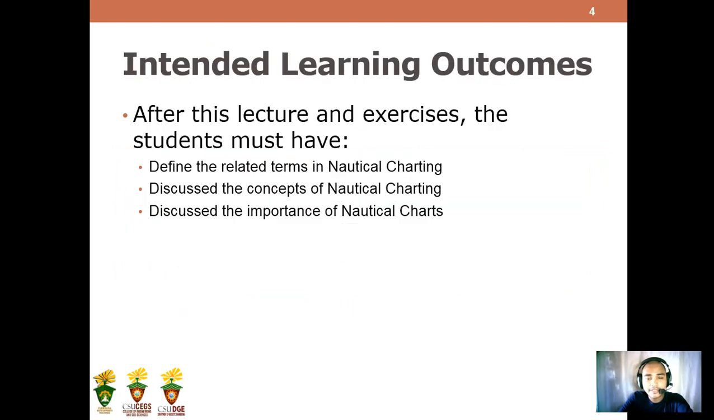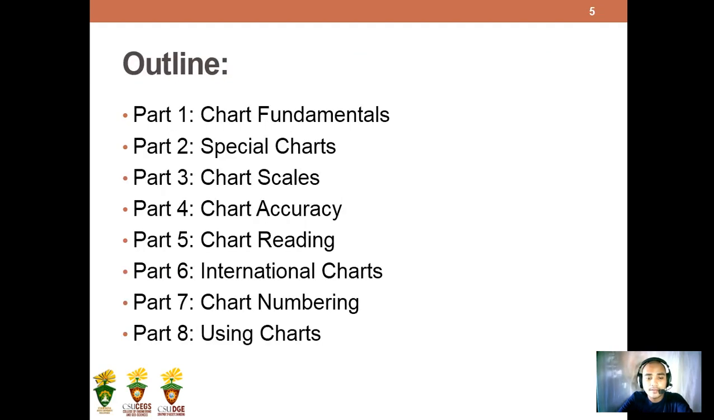For our intended learning outcomes, after this lecture and exercises, you, the students, must first define the related terms in nautical charting, discuss the concepts of nautical charting, and lastly, discuss the importance of nautical charts. There are 8 parts for this presentation, which is the outline indicated in this slide.